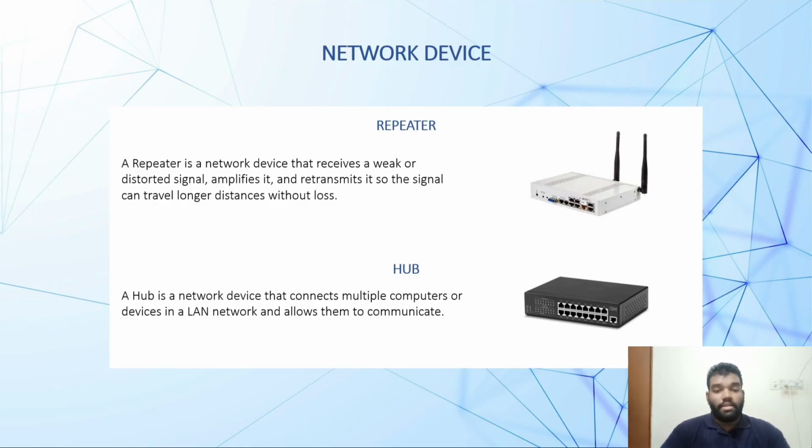Next, we have network devices. Repeater. Repeater is a network device used to amplify a data signal and retransmit it so it can travel longer distances without loss. Hub. Hub is a device that connects multiple computers and creates a local area network, LAN. When data is sent through a hub, all the nodes in that network receive the data.